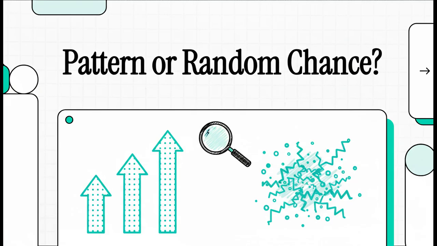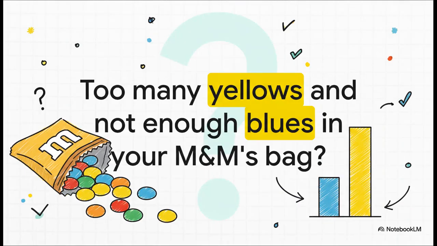Have you ever looked at something and thought, is that a real pattern or is it just a weird coincidence? We do it all the time, but how do we actually know for sure? Well, it turns out there's a fantastic statistical tool designed to do exactly that, to separate a real trend from just random noise.